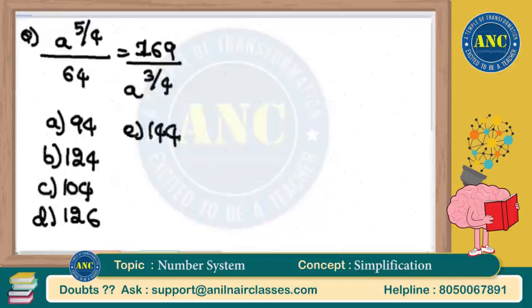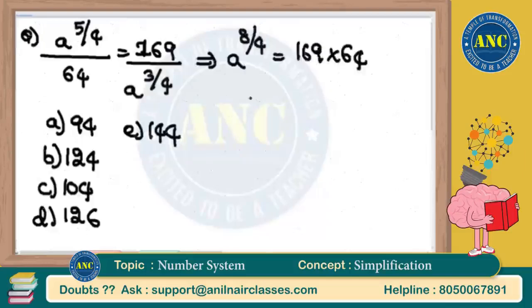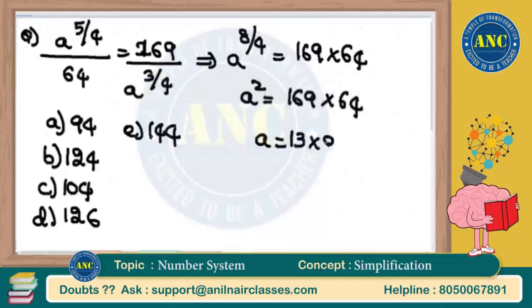a power 5 by 4 by 64 equivalent to 169 by a power 3 by 4. So it is nothing but a power 8 by 4 equivalent to 169 into 64. So a square equivalent to 169 into 64. So it is nothing but 13 into 8. 13 into 8 is 104. This is the traditional method.